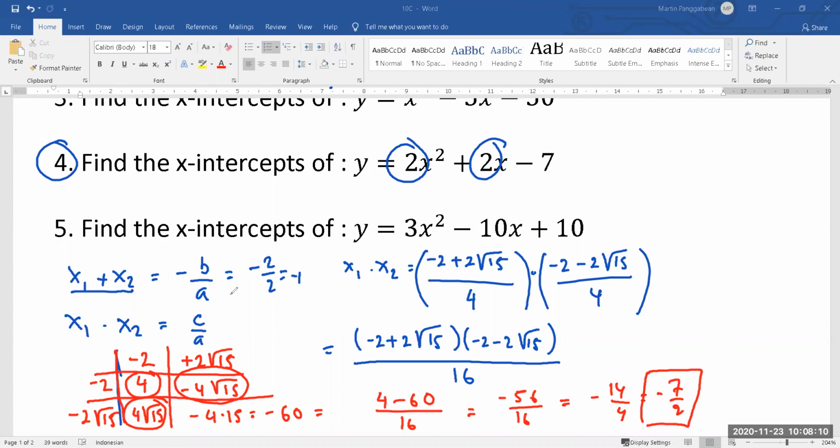But if we refer to the formula, if we multiply x1 times x2, just take the c and a. The c is negative 7, the a is 2. Therefore, it is negative 7 over 2. Done. So again, you need to know what the formula is looking for. In case you need to find it quickly, just use the formula. There are many purposes for it. So, any questions so far?